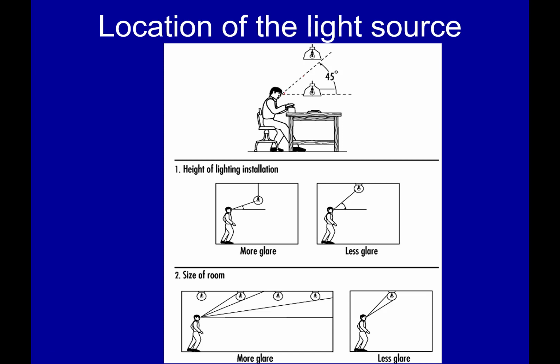Okay, this is about the location, like how the light source should be located. The greater the height, the better it is to reduce the glaring effect. This will cause more glare as compared to this, so this angle is about 45 degrees.